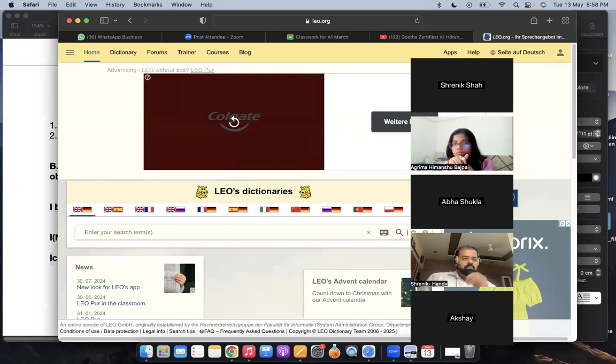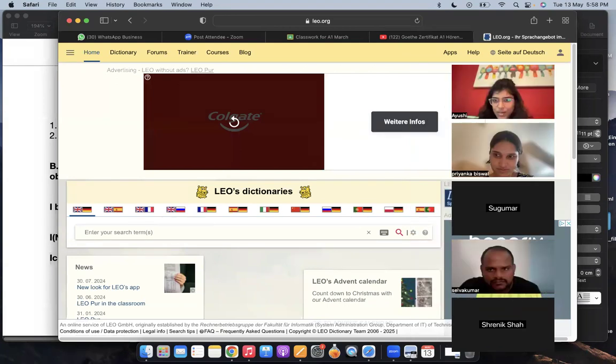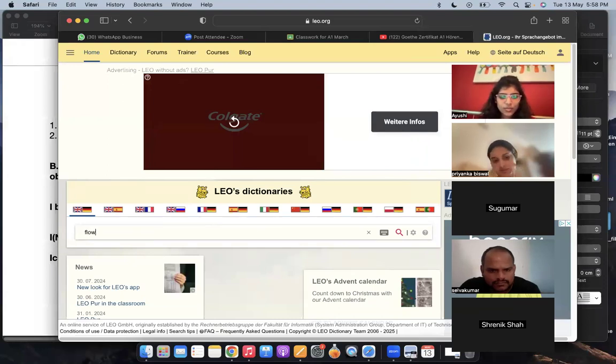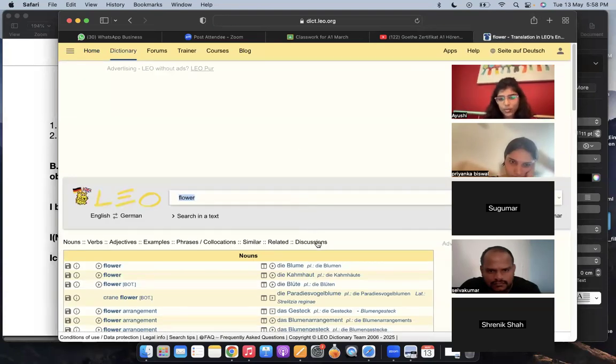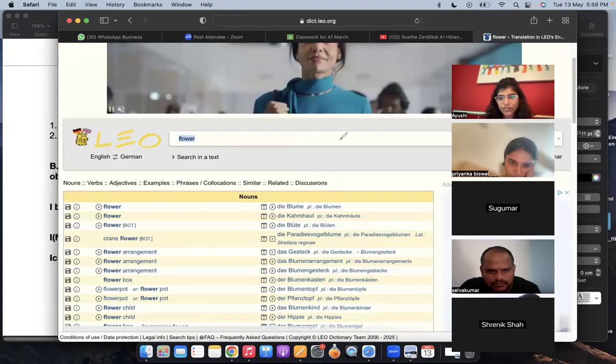So I'm back. Guys, this dictionary which I've told you about also has an app on the phone, and it's also available on the internet. Now, we were searching for the word for flower, correct? If I search flower, so many words come up. We will go for the first one because that is the most commonly used.